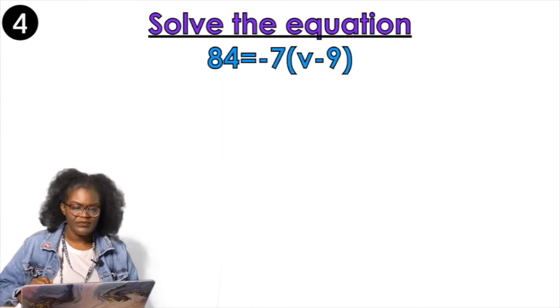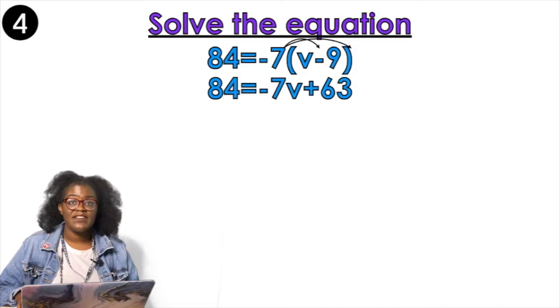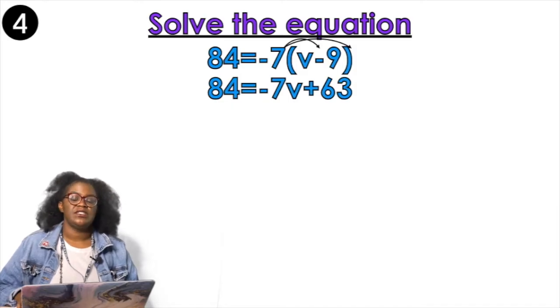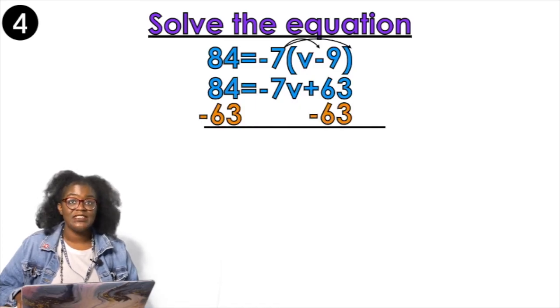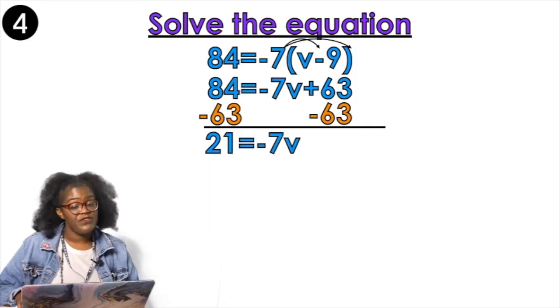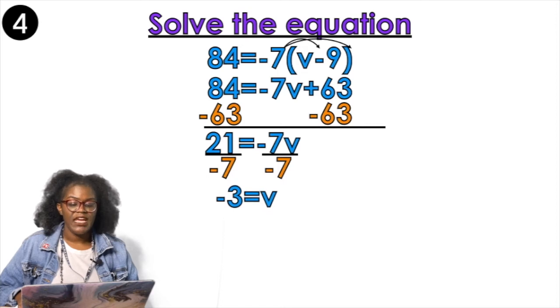Okay, 84 equals negative 7, parentheses v minus 9. Distribute that 7, that negative 7. So we're gonna get negative 7v plus 63. Notice how that sign changed, right? We're gonna get rid of the constant. Not the 84, that's 63, baby. Okay, 21 equals negative 7v. Get rid of the coefficient. Very good. Negative 3 equals v, or v equals negative 3.